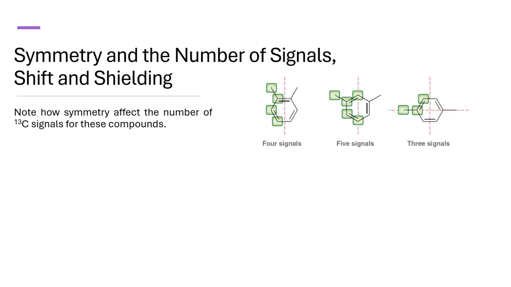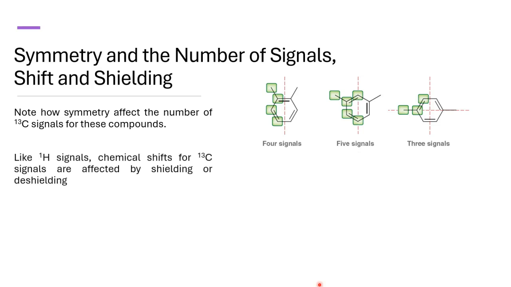Symmetry and the number of signals, shift, and shielding. Note how symmetry affects the number of carbon-13 signals for these compounds. Now we're looking at carbon. So here in the first one, we have a plane of symmetry, so we expect 4 signals, with this one here, 5 signals, and with this one here, 3 signals.